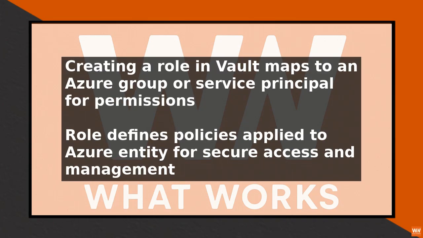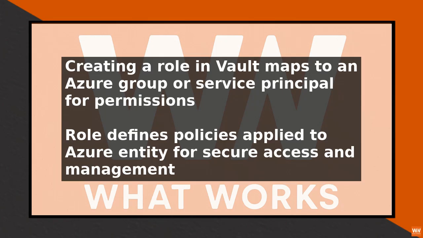After creating the role, you need to configure the Azure application registration to use the Vault Azure Auth backend. This is done by specifying the client ID and client secret of your Azure application registration, as well as the tenant ID and resource. You also need to configure the Azure service principal to use the Vault Azure Auth backend.